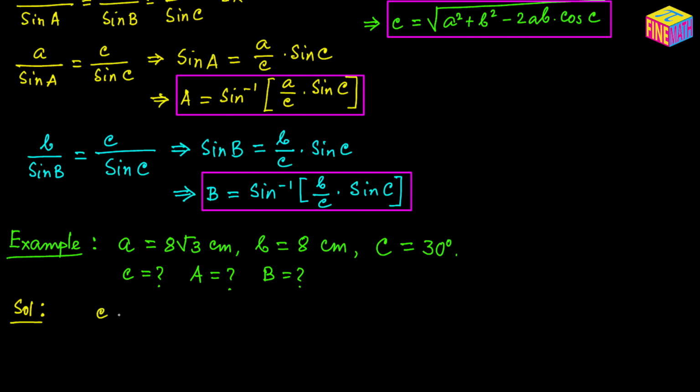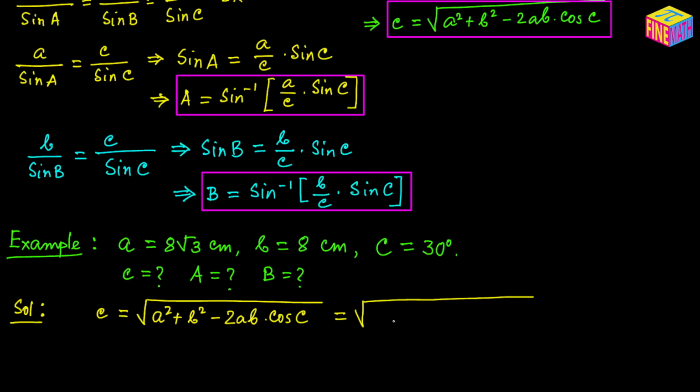So that will be c is equal to the square root of a squared plus b squared minus 2ab times cosine of C, and if we plug in the values of a, b and the angle C, then this is going to look like the square root of (8 times square root of 3) whole squared, that is a squared, plus b squared would be 8 squared, minus 2 times a would be 8 times square root of 3, times b would be 8, times cosine of 30 degrees.